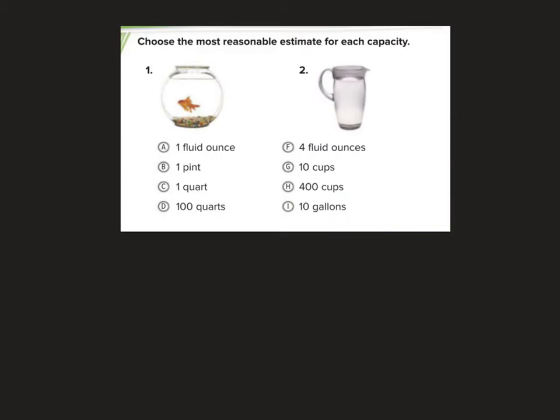Choose the most reasonable estimate for each capacity. This fish bowl: 1 fluid ounce, no. 1 pint? Would we pour 1 of those little cups of milk that we get at school in there? Nope, too little. 1 quart or 100 quarts? No, we do 1 quart. 100 quarts would be too big.